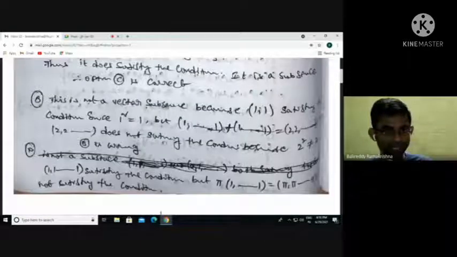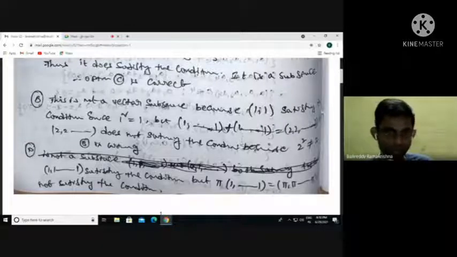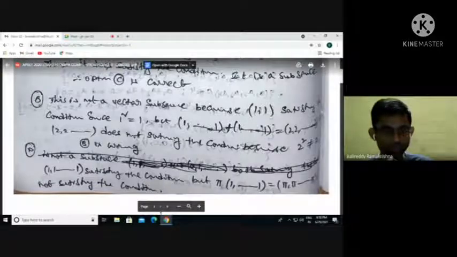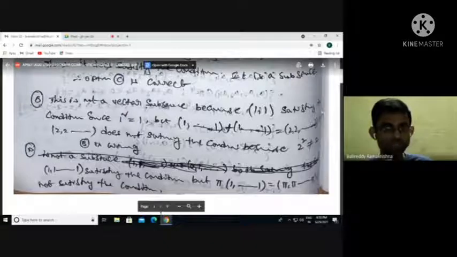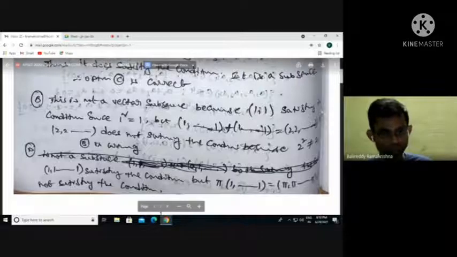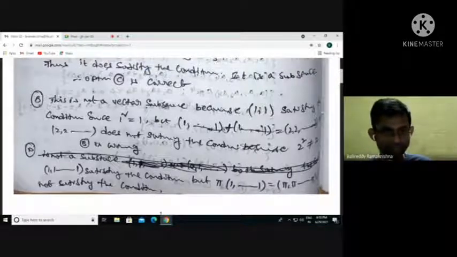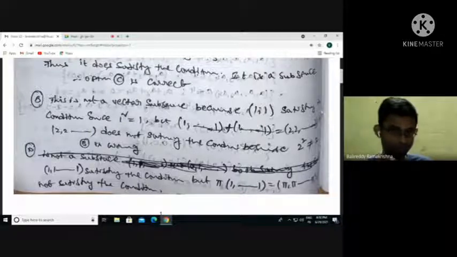But coming to the n tuple 1 comma 1 comma 1 and so on 1, plus again we are taking n tuple 1 comma 1 comma 1, which gives us n tuple 2 comma 2 comma 2 and so on 2. But the n tuple 2 comma 2 comma 2 and so on does not satisfy the condition because 2 square is not equal to 2. Okay, so option number B is also wrong. Is it clear? Here vector subspace means it is also a vector space, means it satisfies abelian group properties.